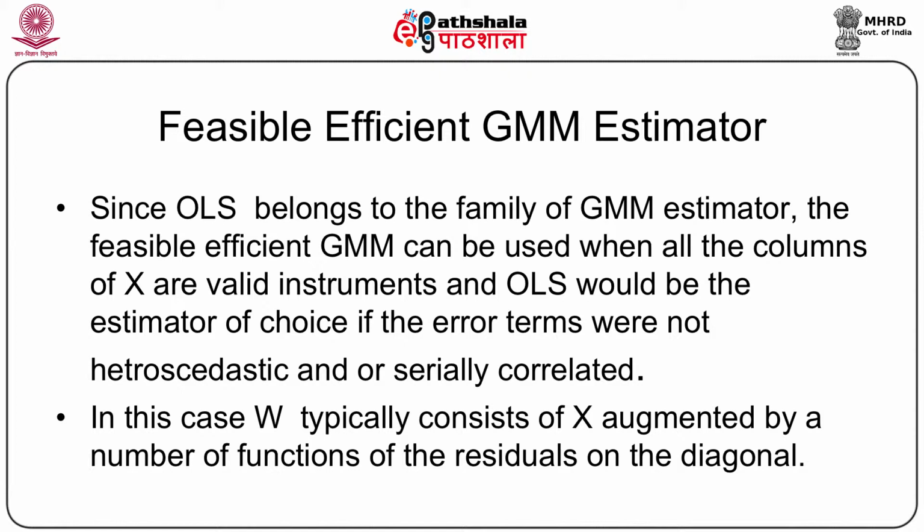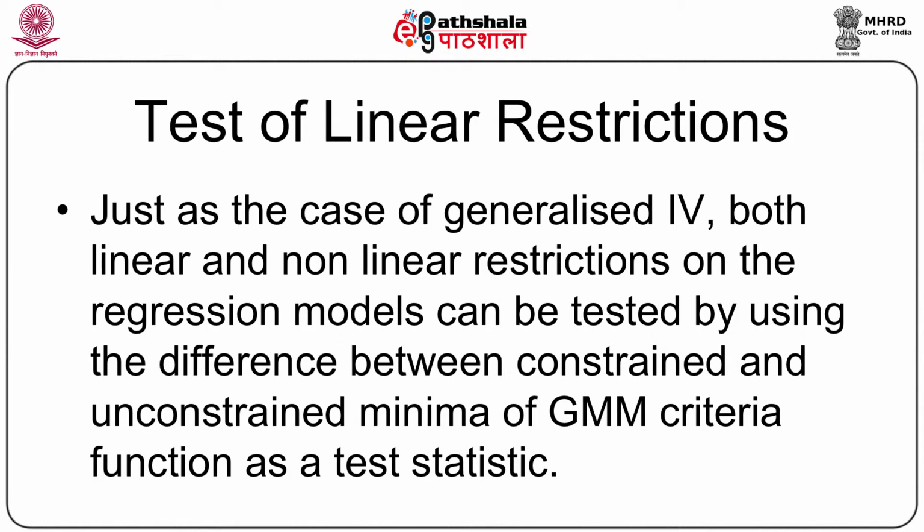So if you find that the errors are not heteroscedastic or not serially correlated, then W can be taken as the matrix X, or augmented by a number of functions of the residuals on the diagonal. Now just as in the case of generalized IV, you can carry out the test of linear restriction in this GMM model. So in the next step, let us discuss how to test for the linear restriction using GMM specification.